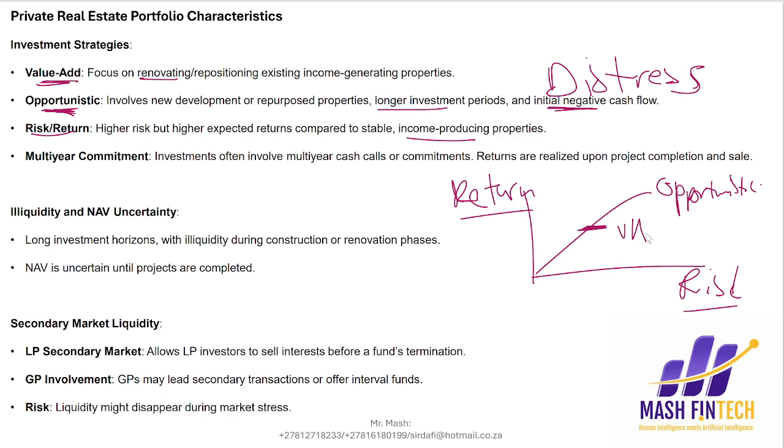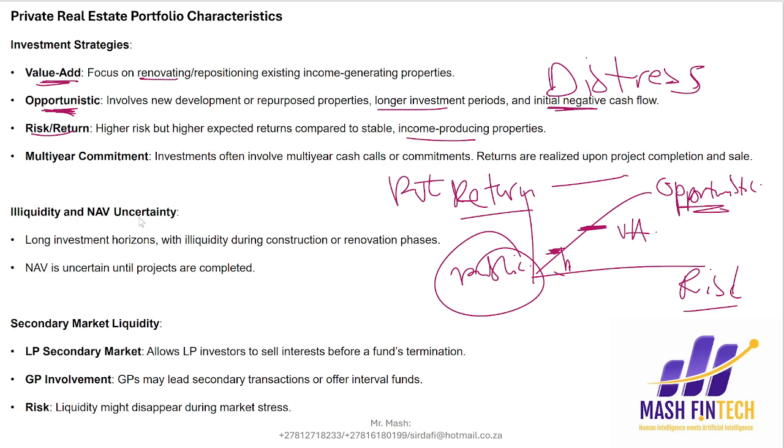These are the value add. So the higher the risk, the higher the return. The moderate the risk, the moderate return. The low risk ones are like public securities where it's safe but the returns are also low. But once you go up here, these are more in the private market. The investments often involve multi-year cash calls or commitments, and returns are realized upon project completion and sale.